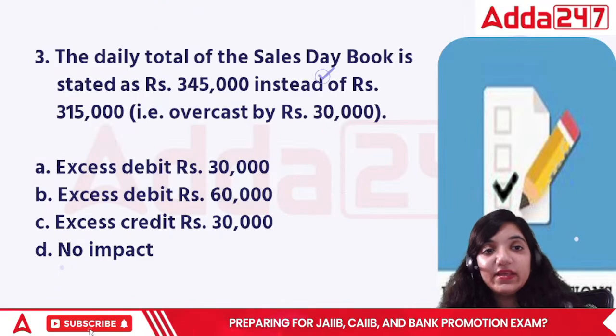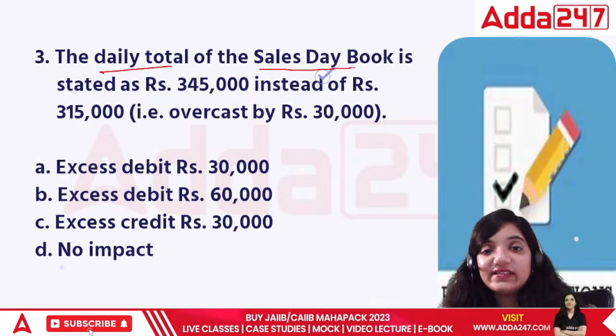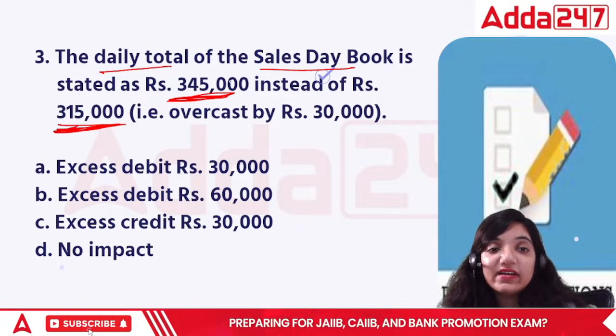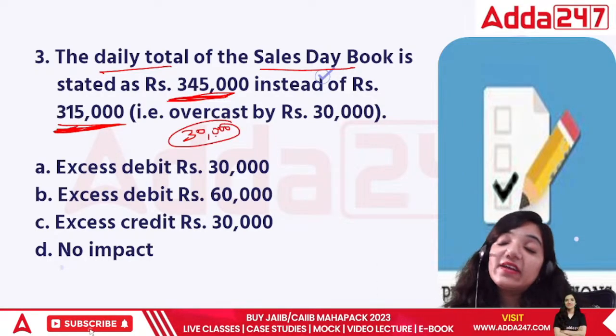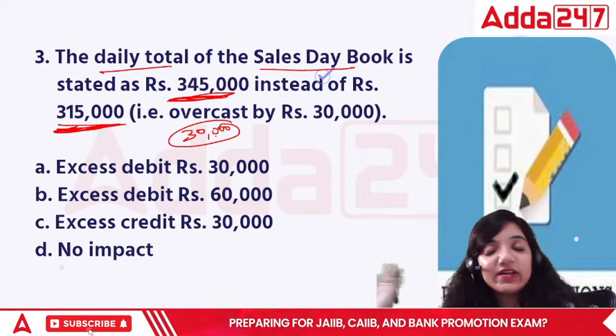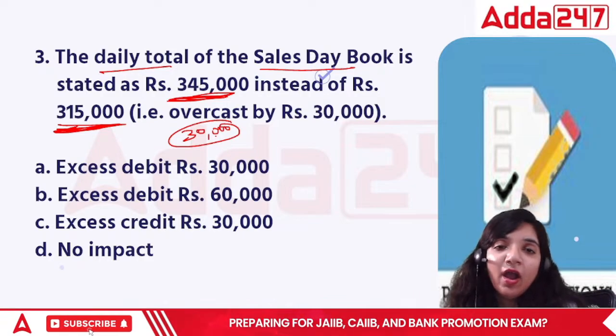Next question. The daily total of sales day book, that means my daily income, is 3,45,000 instead of 3,15,000. So technically I have shown more by 30,000. If I say that my income is 1 lakh, in this case I am boosting that. I've got 3,45,000, but technically I've got 3,15,000.